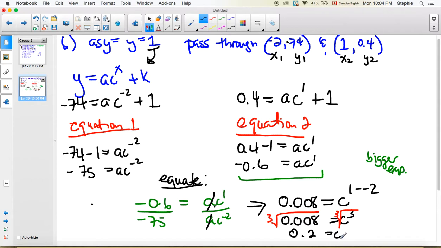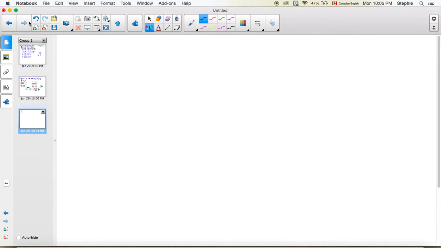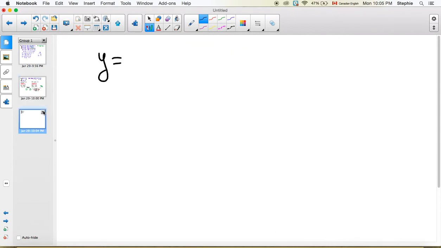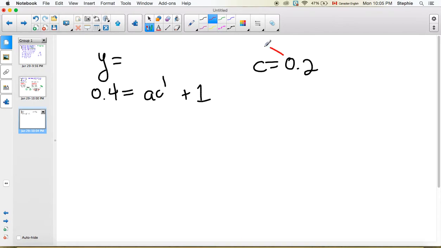Now all you have to do is plug this into one of the two equations to get your A. So I'm going to do that in the next slide. So we have y is equal to, wait, I already forgot. Oh yeah, so it's 0.4 is equal to AC^1. Let me go back. Short-term memory problems. 0.4 is equal to AC^1 plus 1. We know that C is equal to 0.2. You're going to plug that into here and solve.